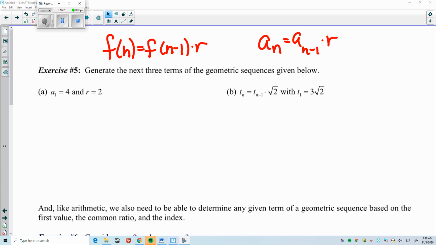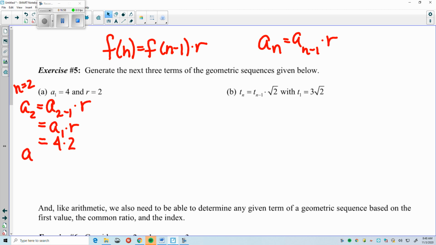So generating the next 3 terms of the sequence below, we have a sub 1 is 4, and our common ratio is 2. So if I want to find a sub 2, according to our formulas, I need the term before, right? So we know that right now n is 2, so I would need to have a sub 2 minus 1 times my common ratio. So I need the term before times my common ratio. The term before, a sub 1, is 4 times the common ratio of 2. So now I know a sub 2 is 8.